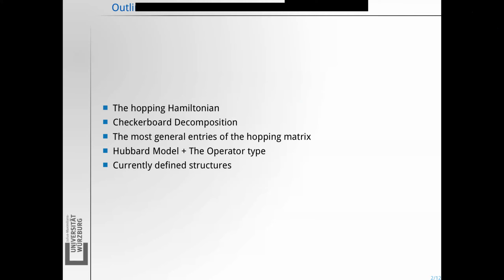We will talk about what we believe are the most general entries of the hopping matrix, general in the sense of what makes physical sense. Then I will walk you through an example on the Hubbard model again, and how to use the operator type for specifying the hopping matrix. And then I will quickly present you some of the predefined hopping structures that are already available in the code.